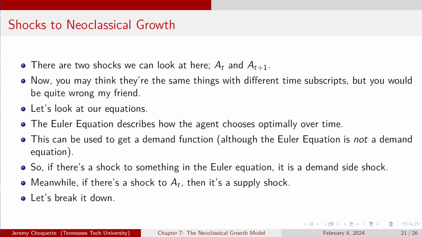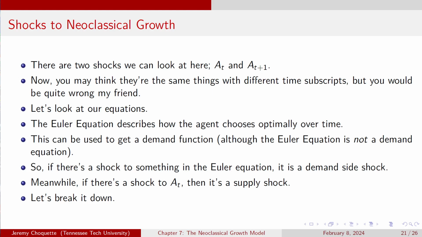Okay, enough about that. We're going to look at two shocks in this model, A sub t and A sub t plus 1. Now, you might be like, well, they're the same thing because it's technology today or technology tomorrow. Oh, but you would be wrong. Let's look at our equations here. The Euler equation describes how the agent chooses optimally over time, right? It can be used to get us a demand function. It's not necessarily a demand equation because, again, there's no price here. But you can kind of think of it as a demand-ish type thing, right? So if there's a shock to something in the Euler equation, it's a demand-ish side shock.